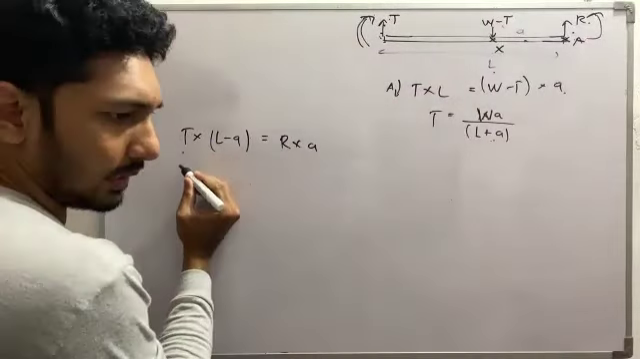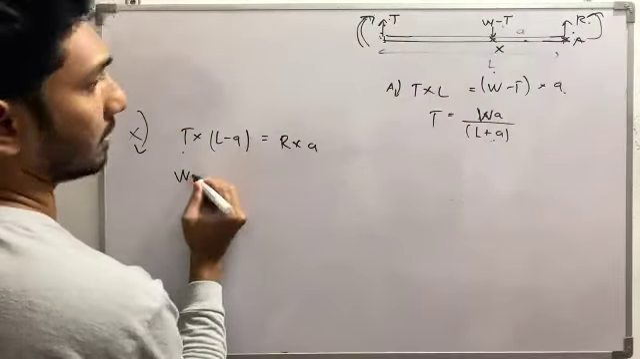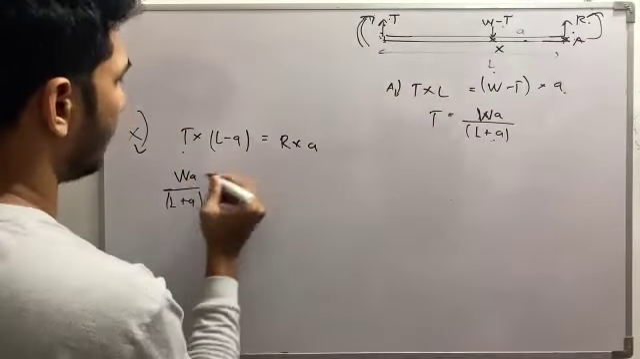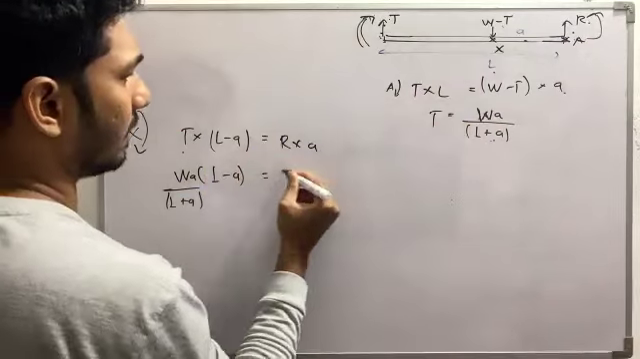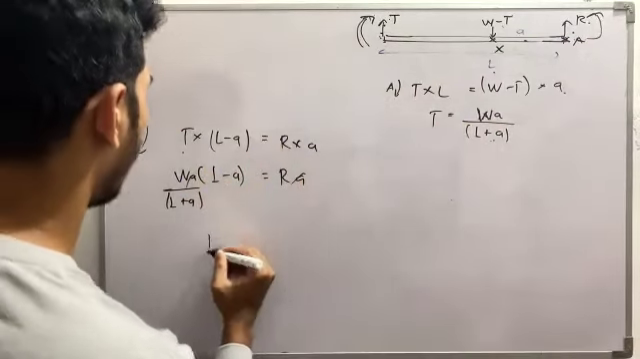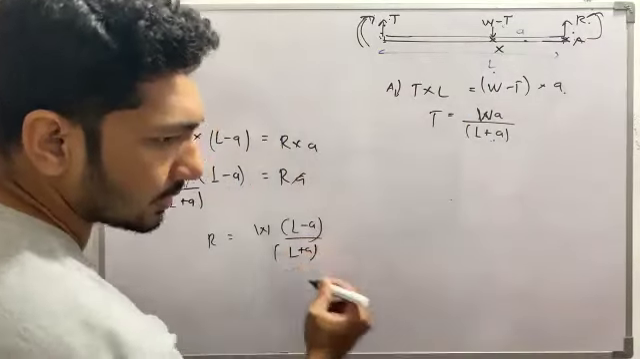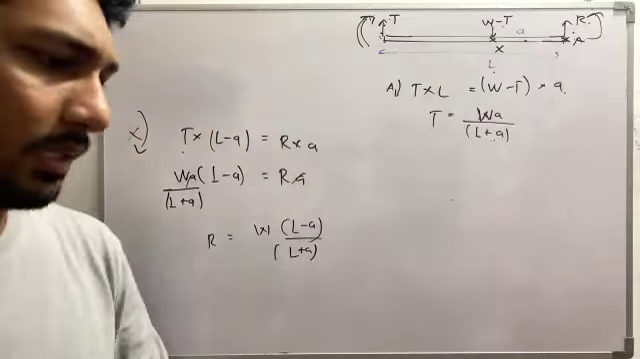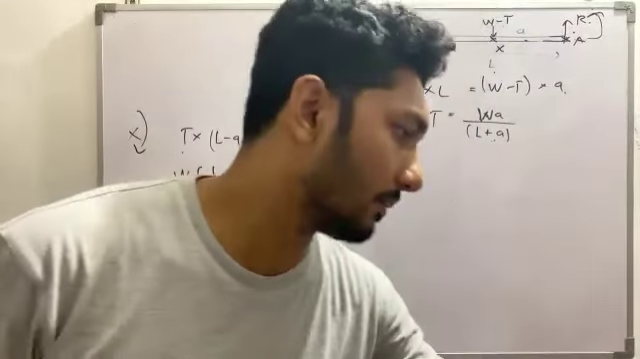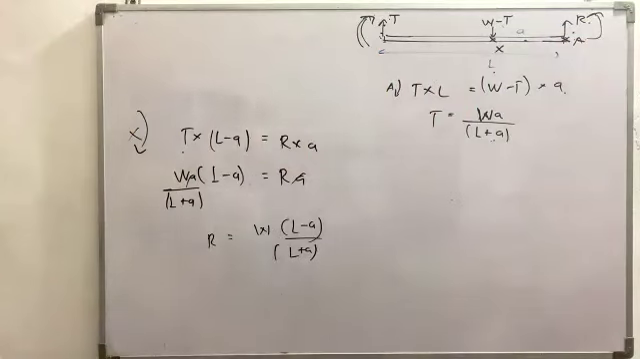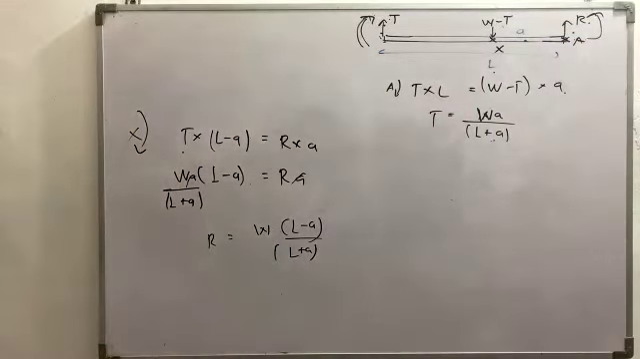So for T, you can put W A divided by L plus A, and this will be L minus A, equal to R A. A gone. So R will be equal to W into L minus A divided by L plus A. So the answer is the first one. Just take the moments, find T, and then take moments, find R. That's all you do.